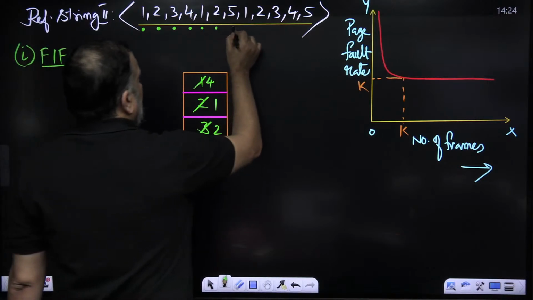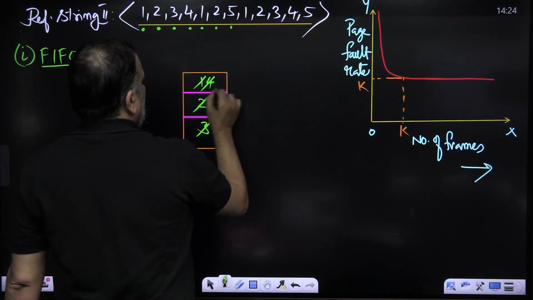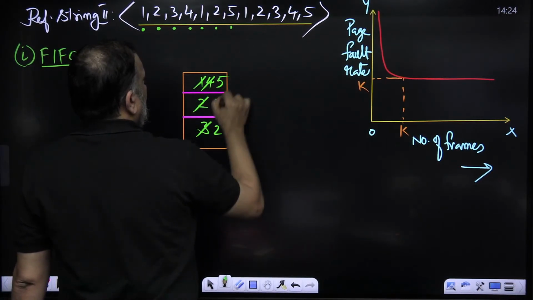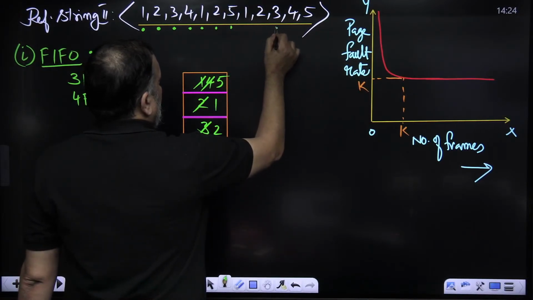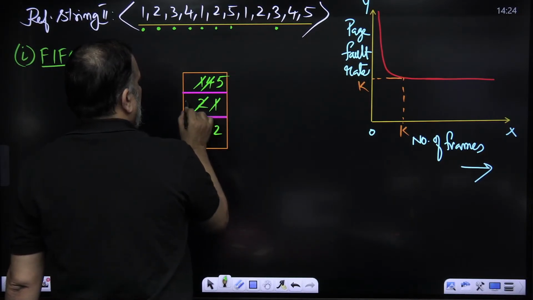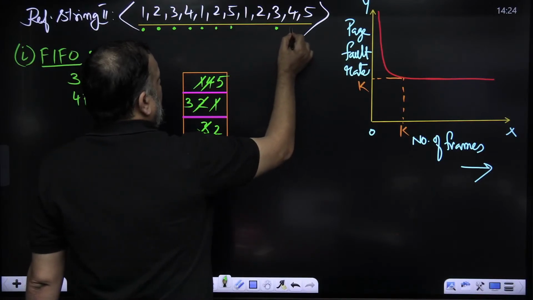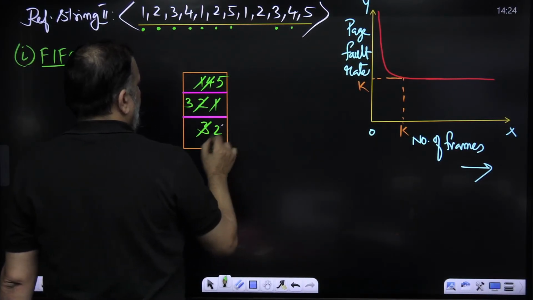Then after that 5 will cause a fault. Will be replacing 4. So 5. Then 1 and 2 will not cause a fault. 3 will cause a fault. Will be replacing 1. So 3 आएगा यहाँ पर. फिर उसके बाद 4 will cause a fault, will be replacing 2.